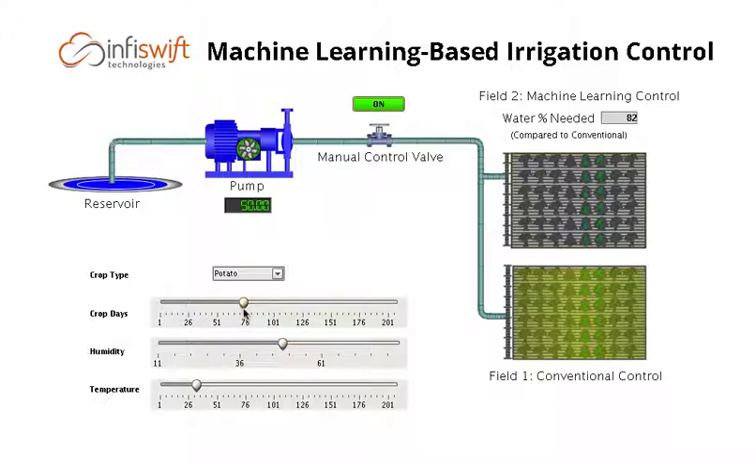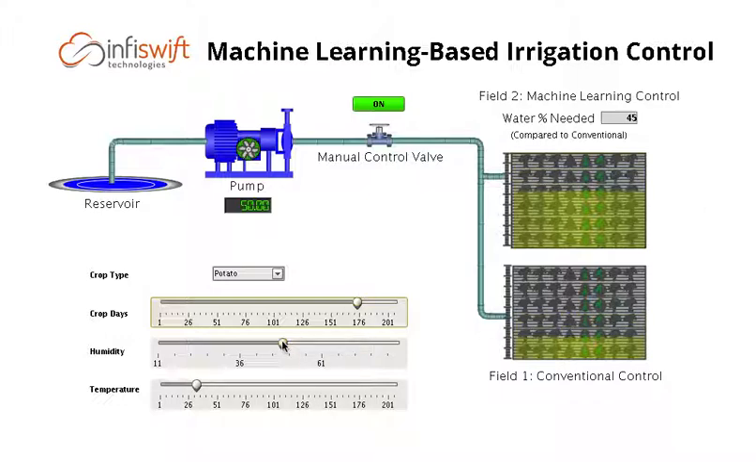So let's look at a few changes that we can make. First of all, earlier in the cycle, we're typically going to need more water than later in the cycle. So right now, our machine learning control system is only applying 82% of the water that would be applied using a conventional controller. And if I accelerate, this is going to simulate jumping ahead in the grow cycle, closer to the point of harvest. We can see that the potential for savings increases based on the characteristics of that particular crop.